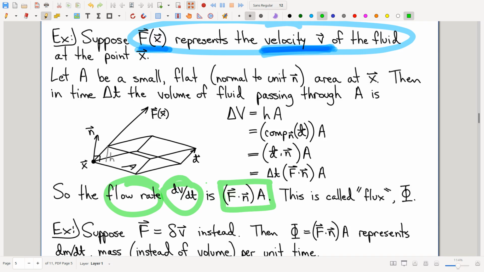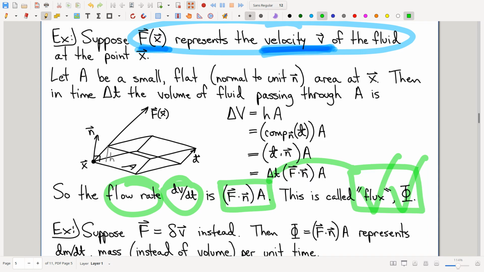When things are this important, they deserve a name. In this case, the word is flux, and we use the capital Greek letter phi to represent it. Do make it capital, please, to distinguish it from the spherical coordinate phi. Okay, everybody all right?